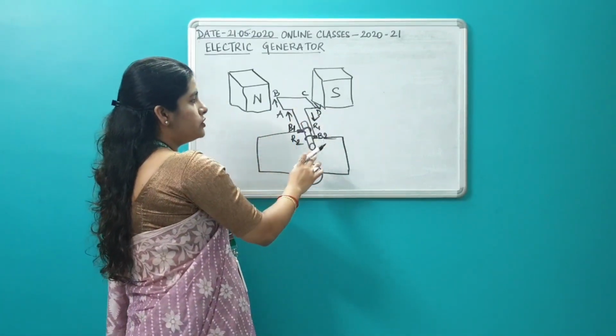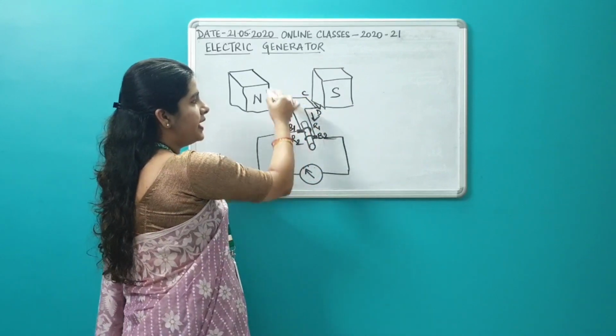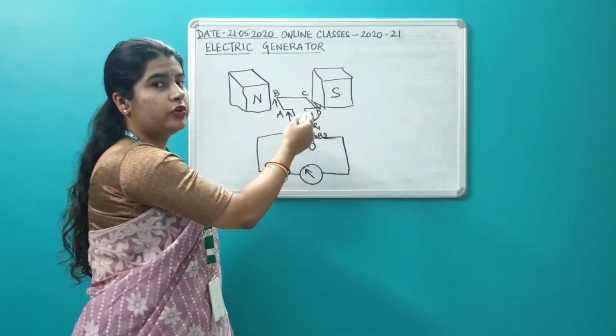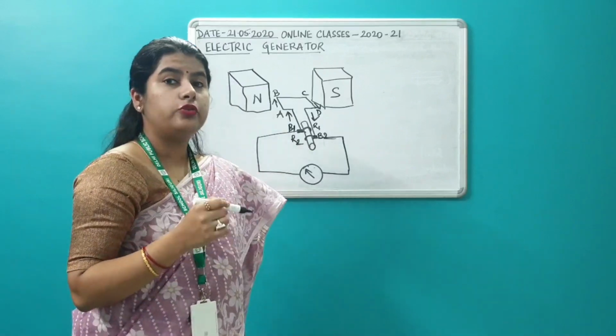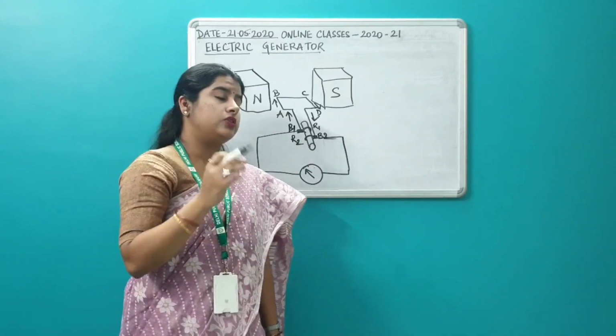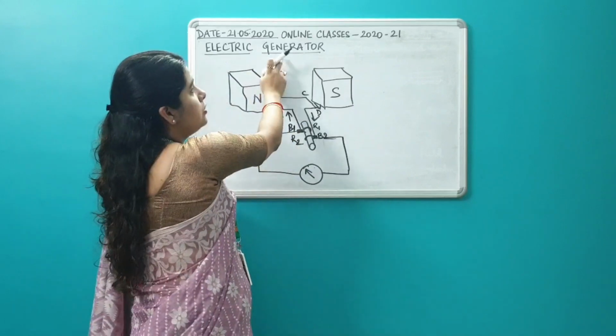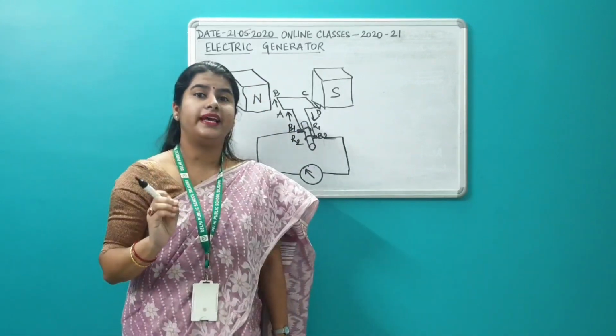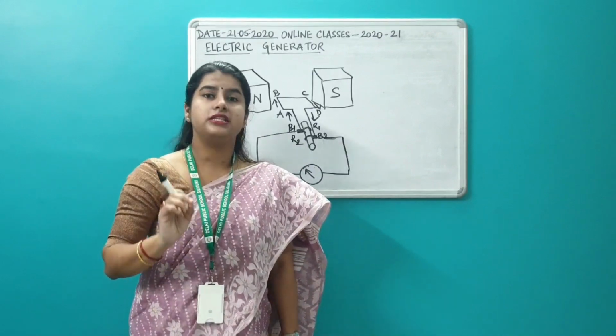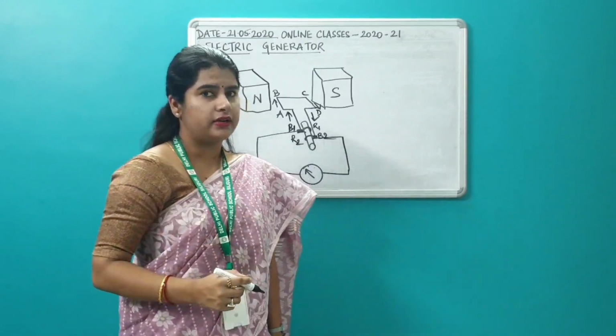So we are going to see, since this coil is placed in a magnetic field and if it rotates, it is going to induce current. Understood? So this is the thing that we are going to use. The phenomenon of electromagnetic induction is used in an electric generator.